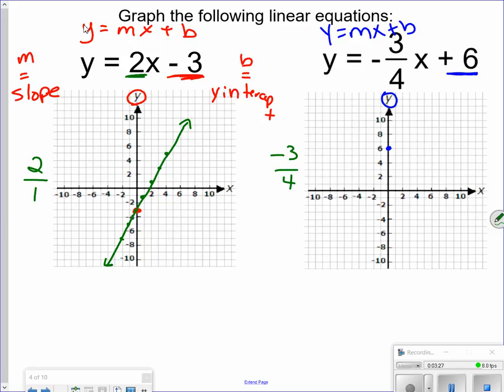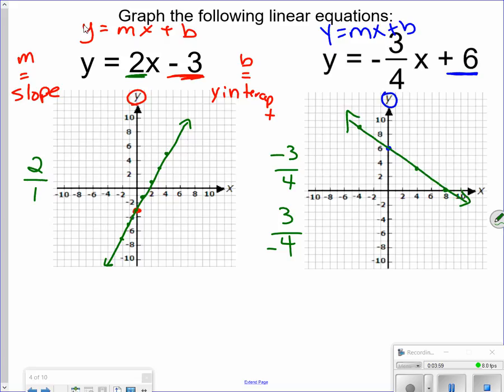So -3, 1, 2, 3, positive 4, 1, 2, 3, 4. We're going to do it again. Down 3, 1, 2, 3, to the right, 1, 2, 3, 4. Now, we went -3. You could also have this slope as 3 over -4. You could go up 3, 1, 2, 3, but then -4 to the right. Sorry, to the left. And that gives us a pretty good line with a negative slope.